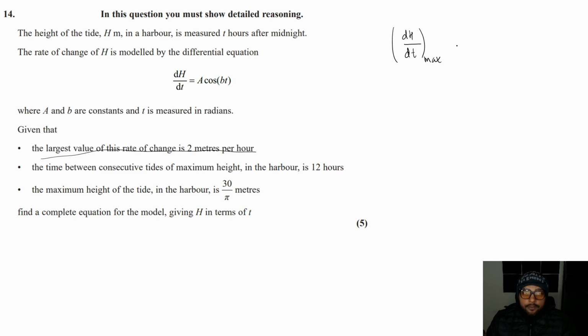When will it be maximum? Okay, this cos value, the maximum value of cos will be 1. So it will be maximum when the cos component will be 1. So it will be A cross 1. It is given in the question that it is equal to 2. So A is equal to 2. We have got the value of A is equal to 2.